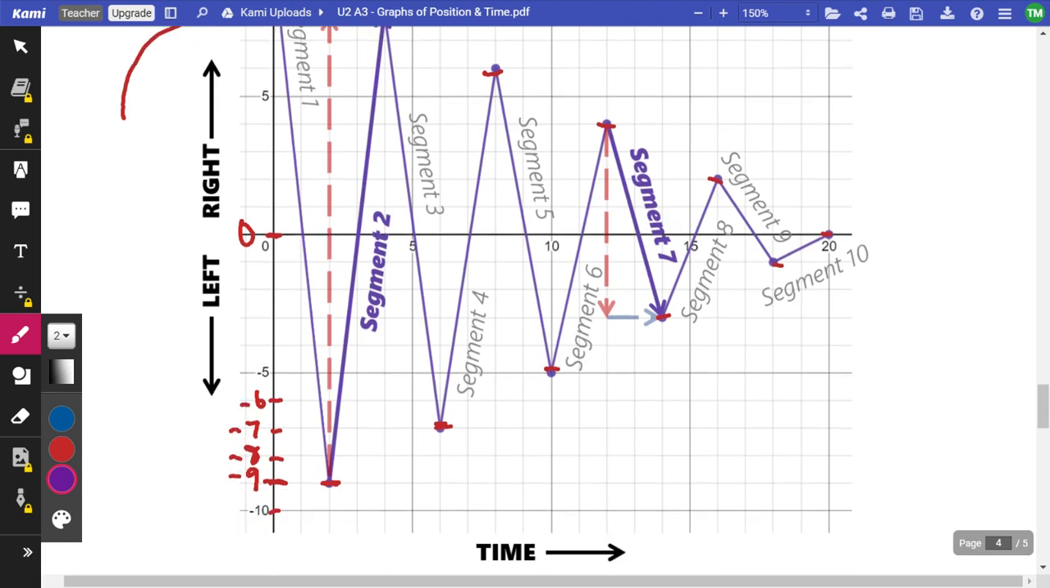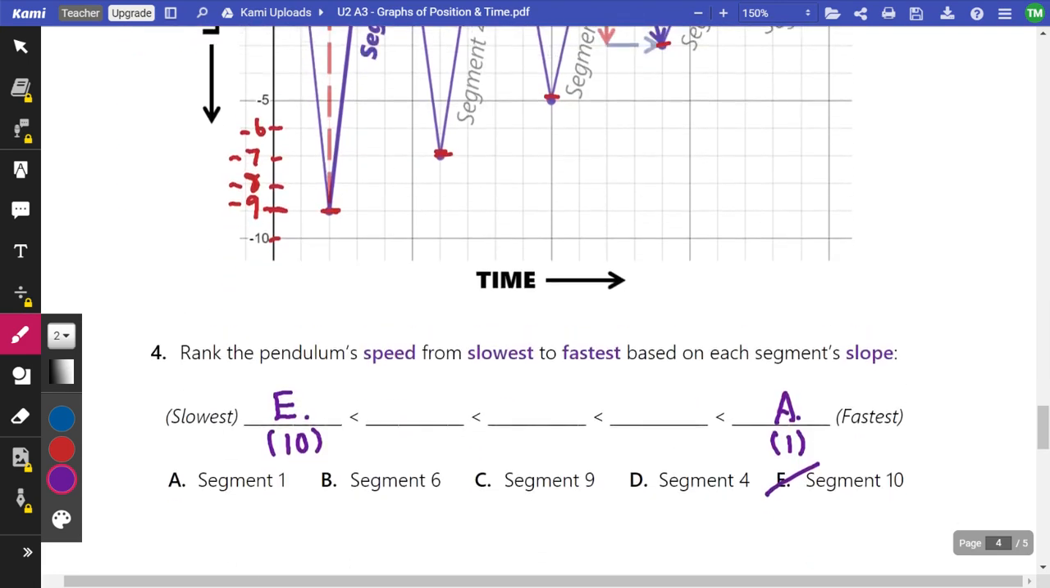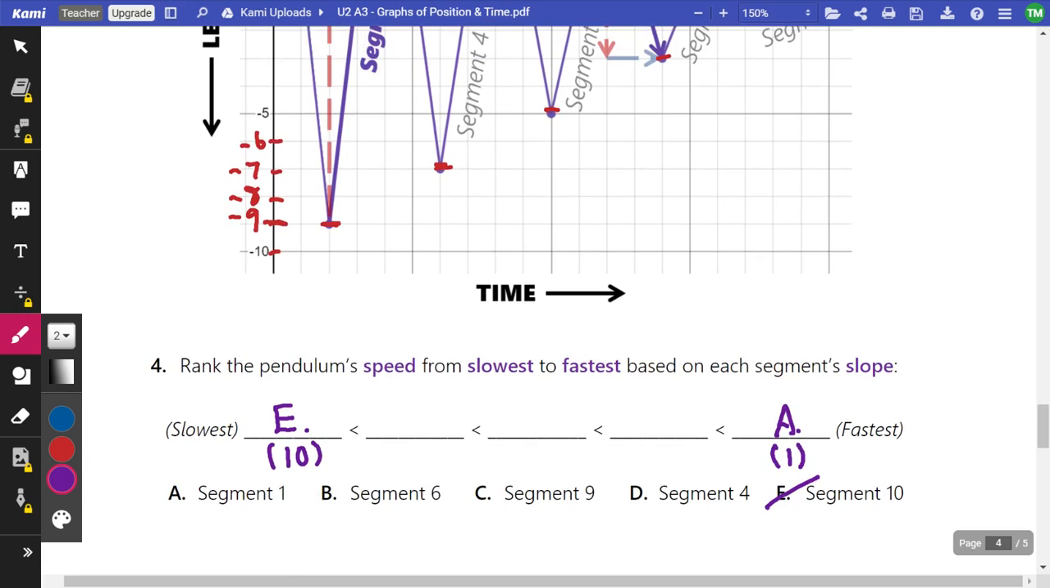So segment 9. Let's cross that one out. Segment 9 would be the next slowest. It's close to the end where the pendulum totally stops. It moves so slow it just stops moving.